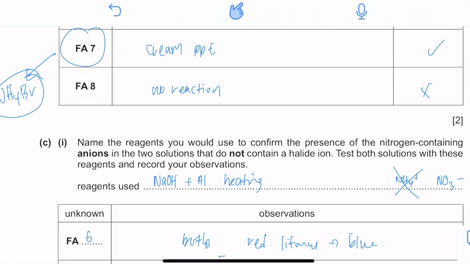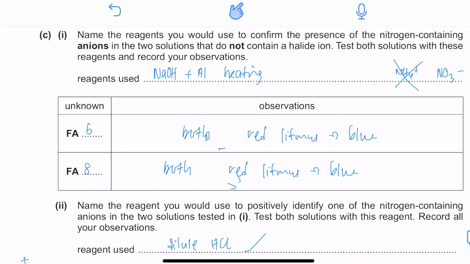So now we need to name reagents to confirm the presence of nitrogen containing anions in the 2 solutions that do not contain halide ion. We have already identified Fa7, so we only have Fa6 and Fa8. We have also identified the nitrogen containing compound as ammonium, so we are only looking for nitrite and nitrate ions. Therefore, we need to use the reagents sodium hydroxide and aluminium, and we need to heat them up and look for the presence of these 2 anions.